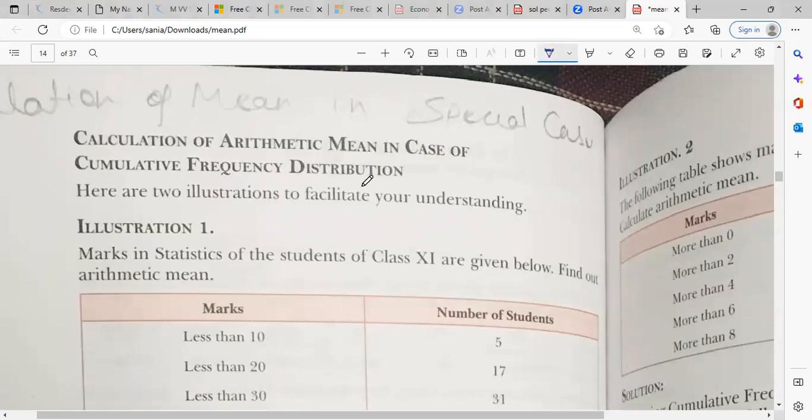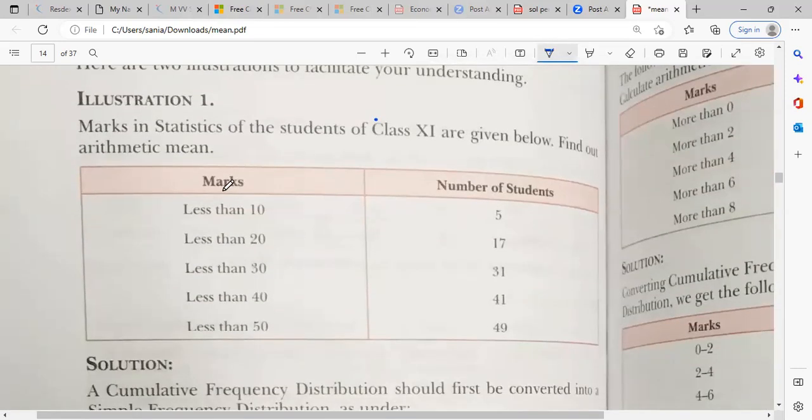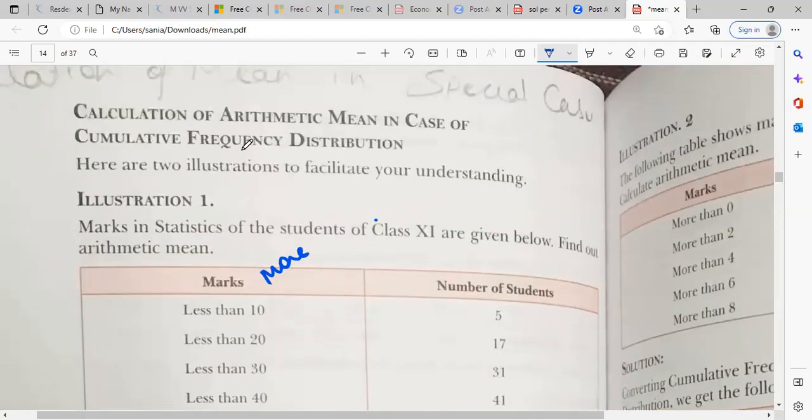Cumulative frequency distribution. Okay, now in this cumulative frequency distribution, you will get either less than or more than. So whenever you are getting less than and more than numbers, that means it is a cumulative frequency distribution. Is it clear?